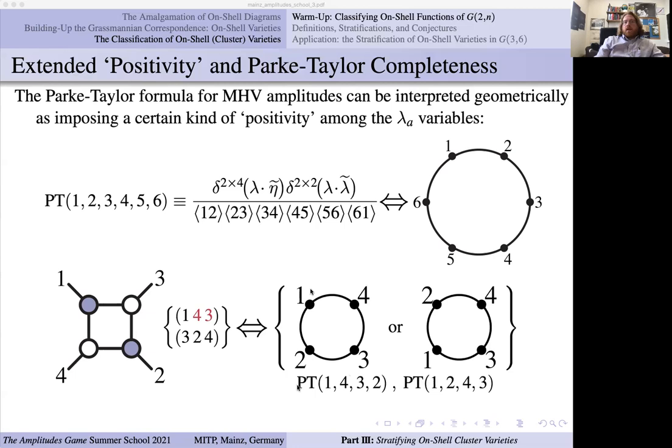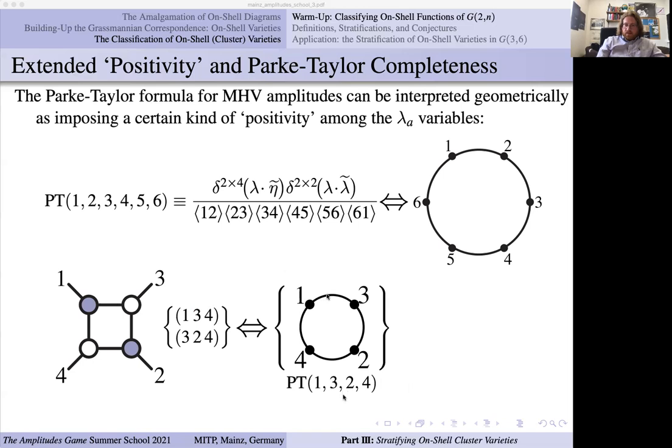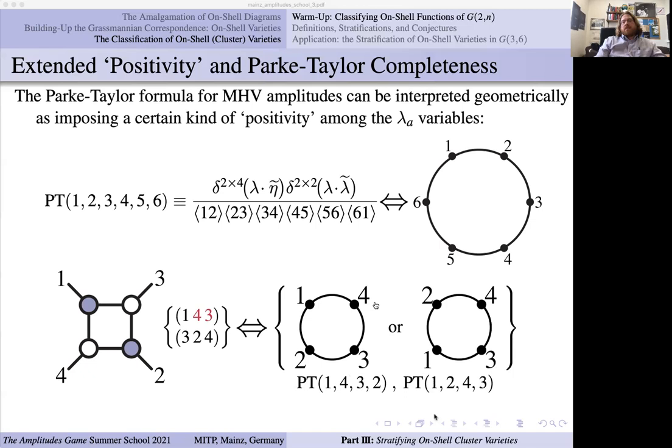And what is the geometry attached to the union of these 2 things? The form attached to the union is the sum of the 2 forms. And that means that we can say that this Parke-Taylor is equal to minus the sum, with a minus sign because we flipped 1 triple, of these 2 things. And that's a very interesting non-trivial identity among Parke-Taylor factors.